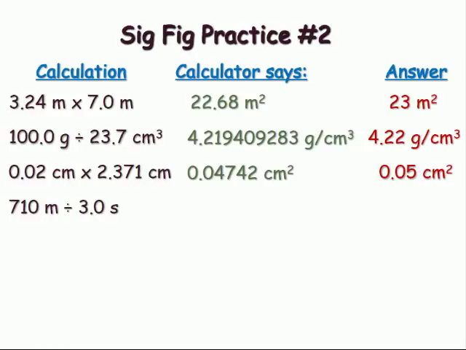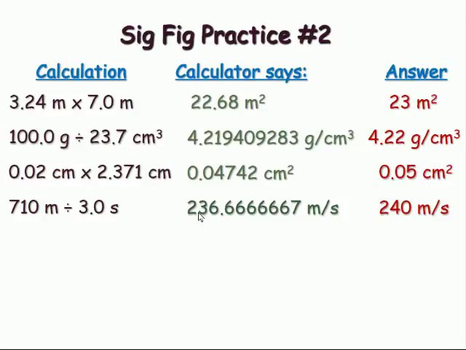710 meters divided by 3.0 seconds. The calculator is going to give me a very long number, but I'm going to have to round that to only 2 significant figures. Now, here's what I do. I have 236. I need to round this to 2 significant figures. That's this 3 right here. This needs to be rounded. Am I going to go up or down? Well, this 6 tells me I'm going to round it up to 4.